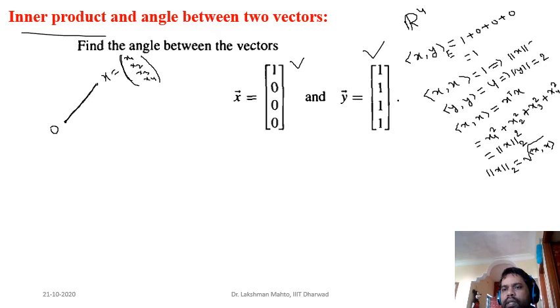Now come to the dot product definition from your high school, what you have already studied there. The dot product between any two vectors says that the dot product is equal to the length of x into the length of y into the cosine of the angle between those two vectors.